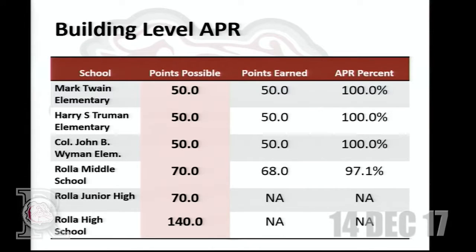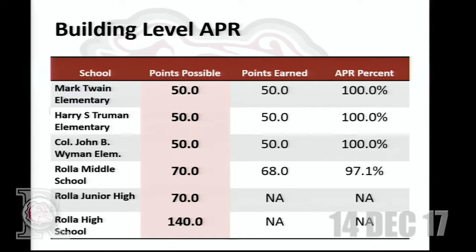I mentioned that there are district level scores. Here are the building level scores for each of the buildings. You can see the scores for Mark Twain, Harry S. Truman, Colonel John B. Wyman, and Rolla Middle School. We did not receive calculations for Rolla Junior High and Rolla High School this year because of the EOC assessments. Any school district in which their score was impacted by 15% or more based on the removal of those EOCs, they did not calculate a building level score report for them. So their report is blank for this year.